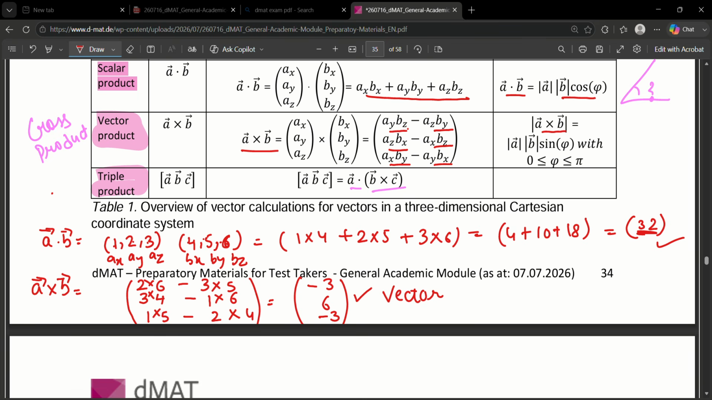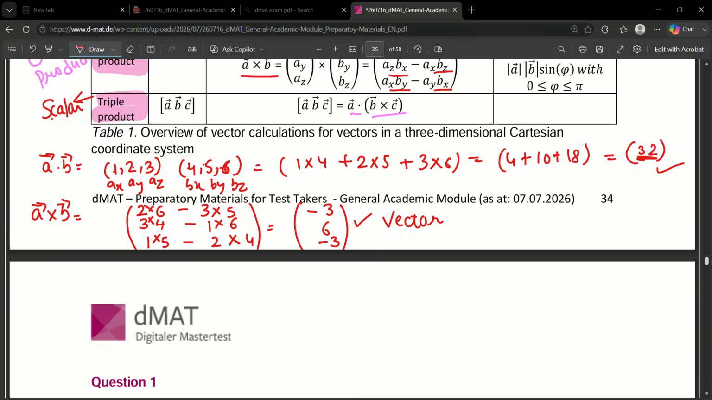And the triple product will also result in a scalar. Cross product will result in a vector. Scalar product will result in a scalar. That you have to remember.